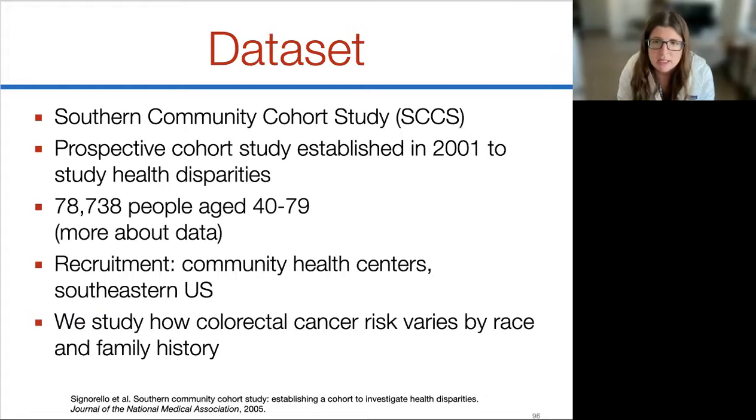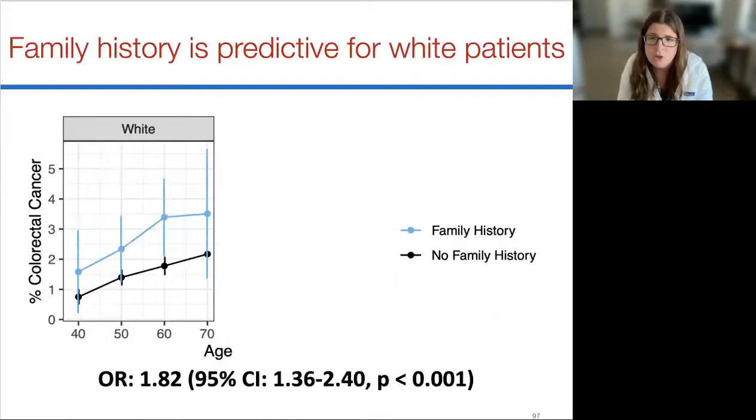So we examined this on what's called the Southern Community Cohort Study dataset. It's widely used to study race, to study health disparities, and it's quite racially diverse. And in particular, we study how colorectal cancer risk varies by race and family history, to examine the differential predictive value of family history across race groups. So we find that family history is highly predictive for white patients.